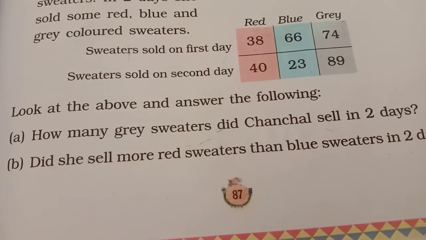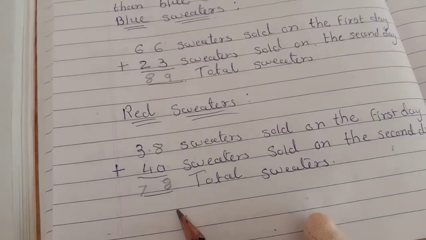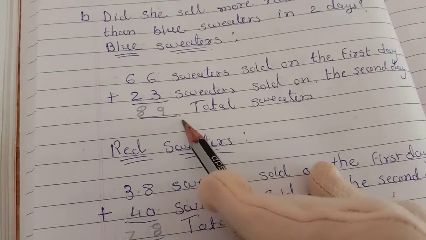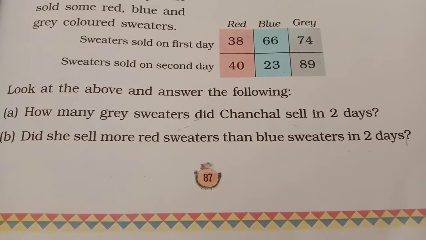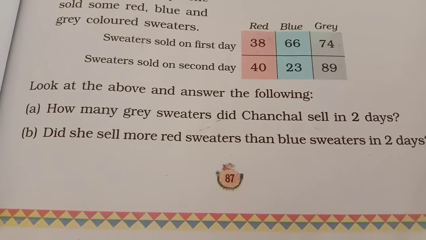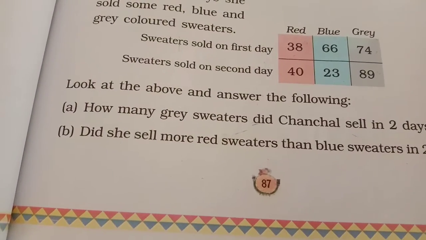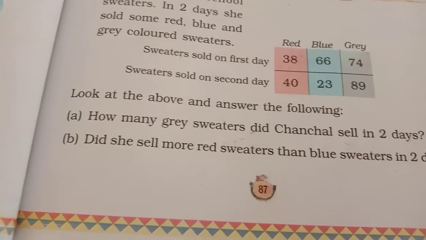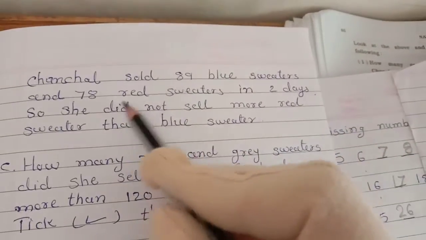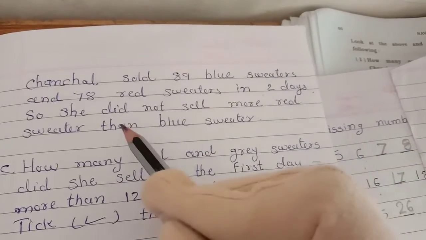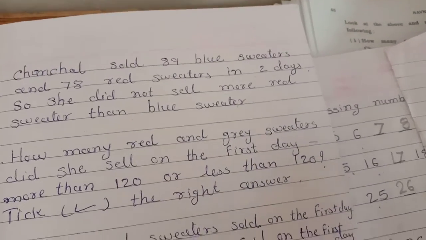So what does the question ask? Did she sell more red sweaters than blue sweaters? Okay, now we have to see. Red sweaters is 78 and blue sweaters is 89. So did she sell more red sweaters than blue sweaters? No, she did not sell more red sweaters than blue sweaters because blue sweaters are more than red sweaters. So the answer is Chanchal sold 89 blue sweaters and 78 red sweaters in 2 days. So she did not sell more red sweaters than blue sweaters.